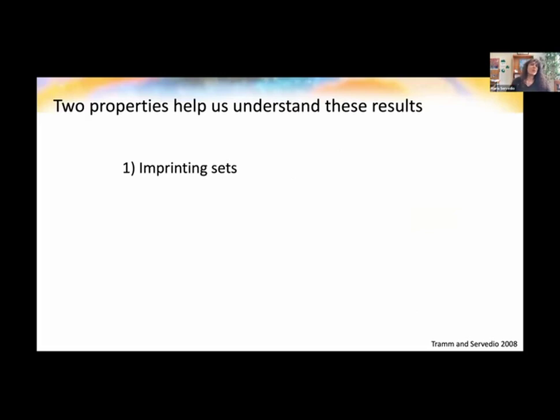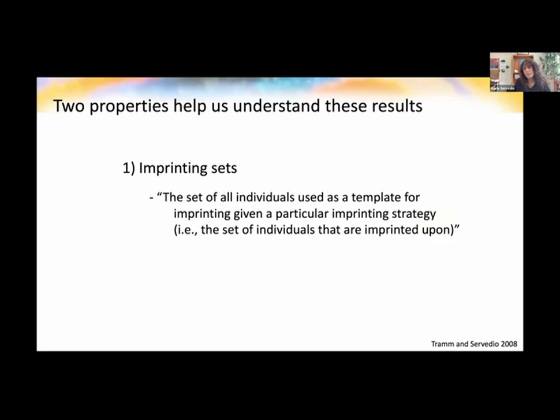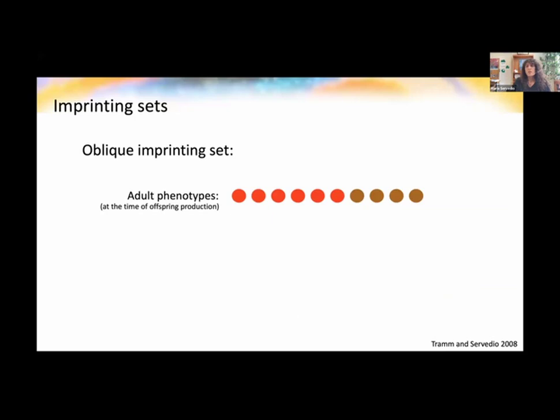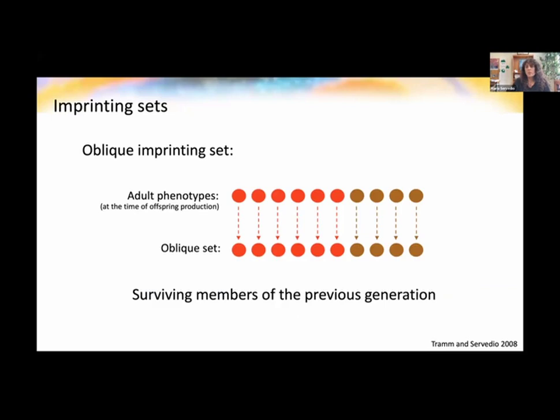The first was this property of imprinting sets, which is a term that we coined for this paper. And you can define an imprinting set as a set of all individuals used as a template for imprinting, given a particular imprinting strategy. So in other words, a set of individuals that are imprinted upon. So for the oblique imprinting set, for example, it would be all of the adults or all of the males, as I've shown here, in the generation at the time. So if you look at all the adult phenotypes, say we have red and brown, there's going to be a one-to-one mapping with the oblique imprinting set. It's going to be all surviving members of the previous generation. Again, I assumed females and males had equal frequencies.